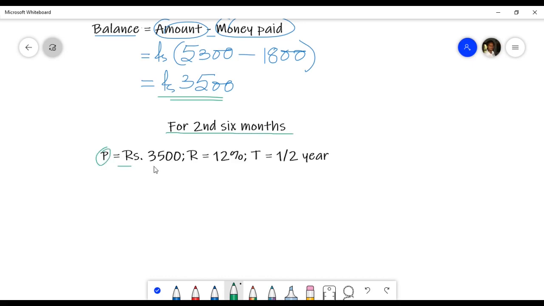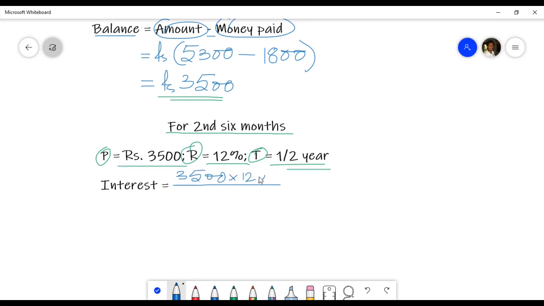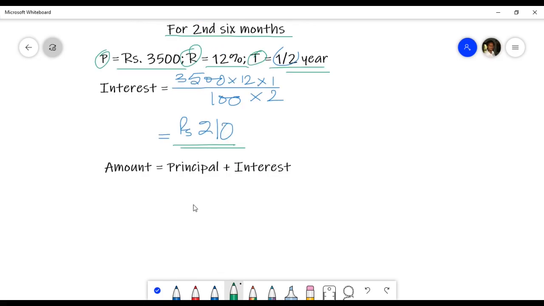Now let us find out for the second 6 months. The principal of this 6 months is the amount of the first 6 months. Rate is 12%, time is half year or 6 months. We will put the values in the formula of interest, principal into rate into time by 100. After simplifying, the interest for the second 6 months will be rupees 210.